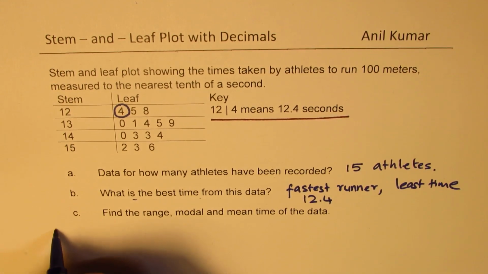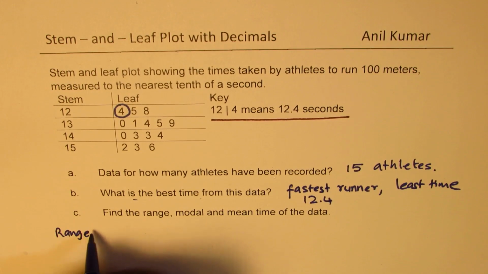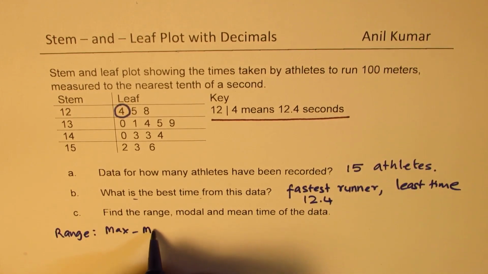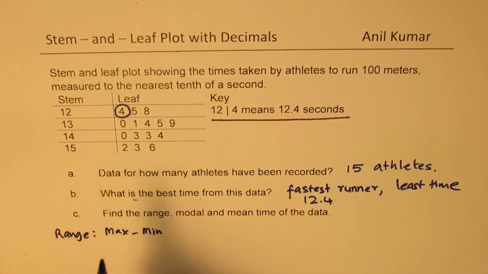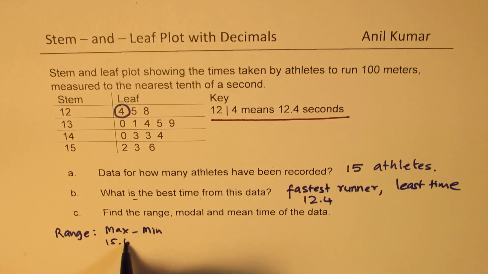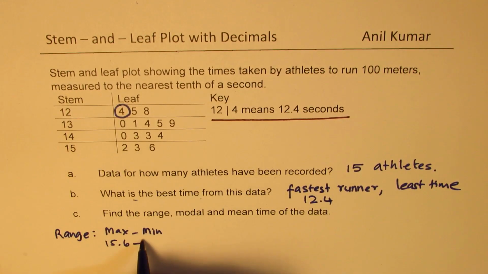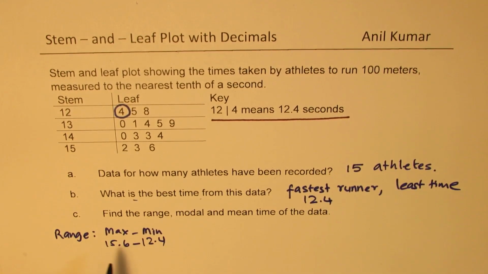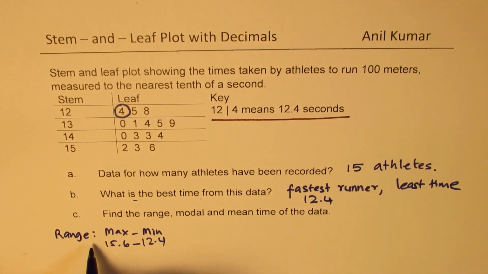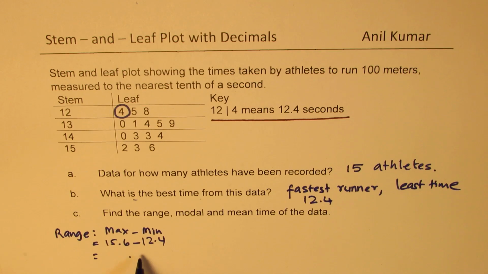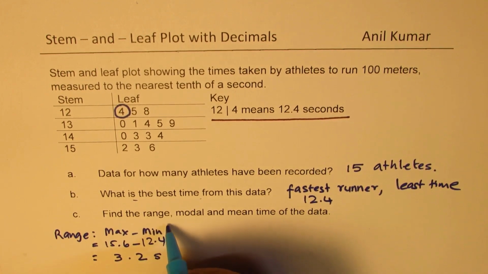So let's see how to find the range. Range is maximum minus minimum. So in this case, maximum is 15.6, correct? So we have 15.6 minus 12.4. So that gives you the range. Units are seconds, right? So you can write this as 3.2 seconds. So that becomes the range for the given information.